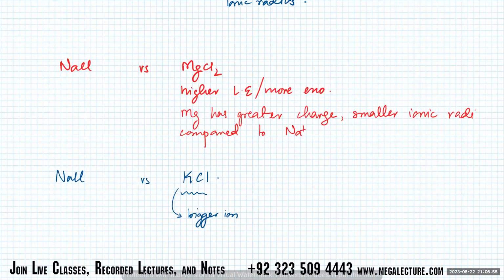Bigger ions don't form strong lattices. They don't form strong bonds. Bigger ions are further away, so this is actually the weaker lattice. Is this clear? Okay, the charges are identical, so the charge is not really much of a factor here. NaCl is the one that's the stronger lattice, so it's going to be more exothermic.